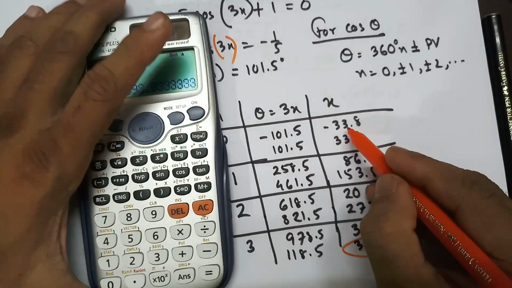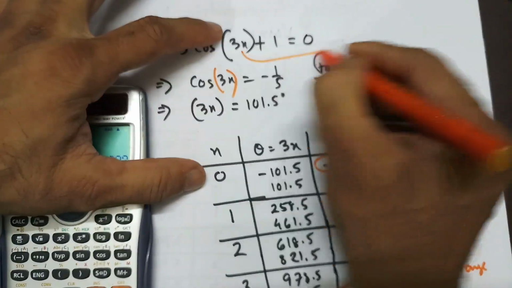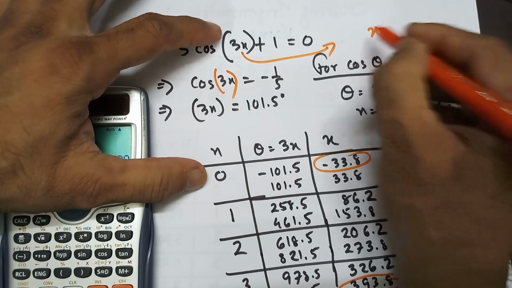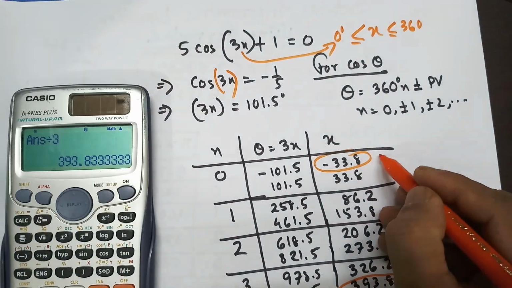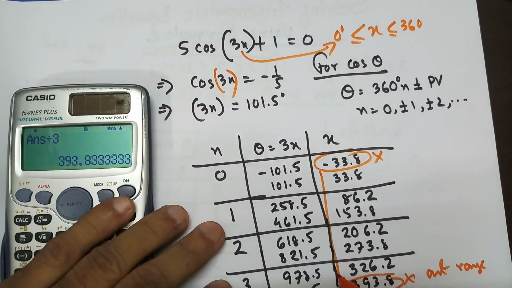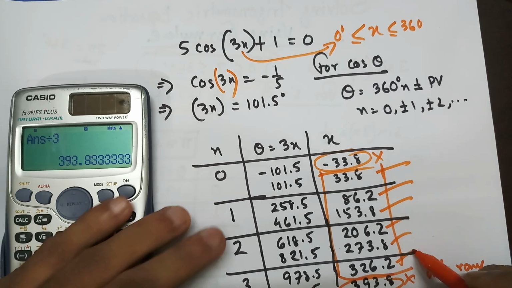Now how many values do I have? This one is out of range too because it's negative, and I have to take the value of x. The domain of x is greater than or equal to 0 but less than or equal to 360 degrees. So this negative one I can't take. I have then 1, 2, 3, 4, 5, 6 values.